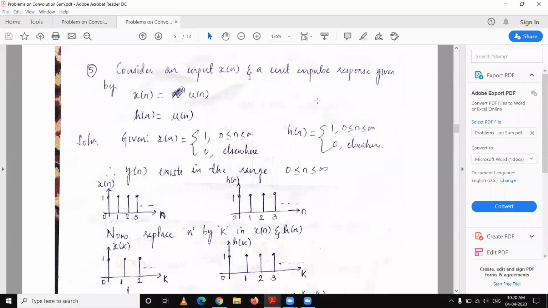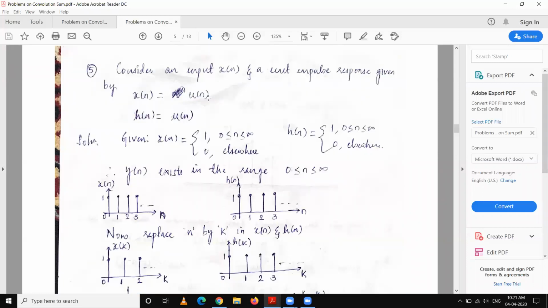Hello everyone. In this lecture, we will see the fifth problem: consider an input x of n and the unit impulse response given by... So the input is x of n equal to u of n. What is u of n? The unit step sequence. The impulse response h of n is again a unit step sequence. Write the definition of the given signal.